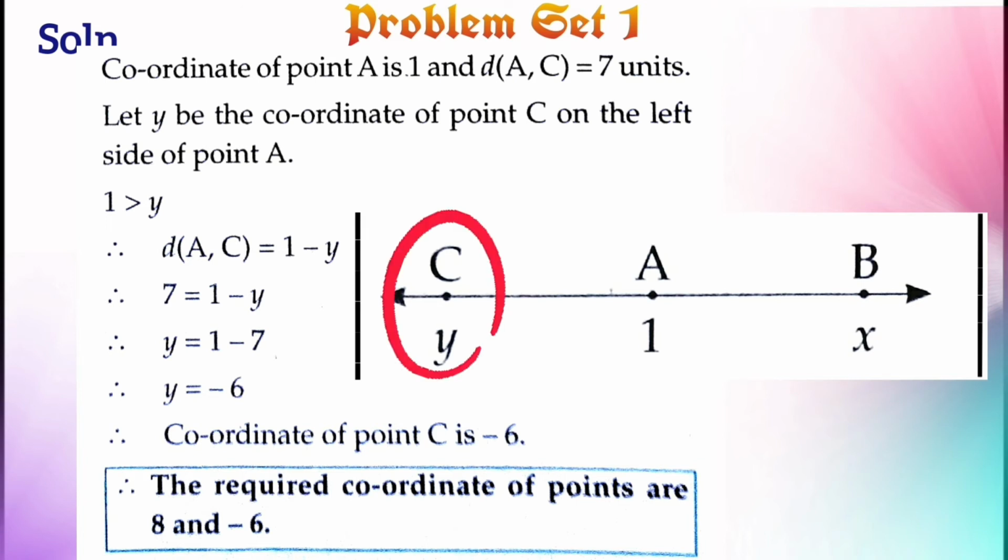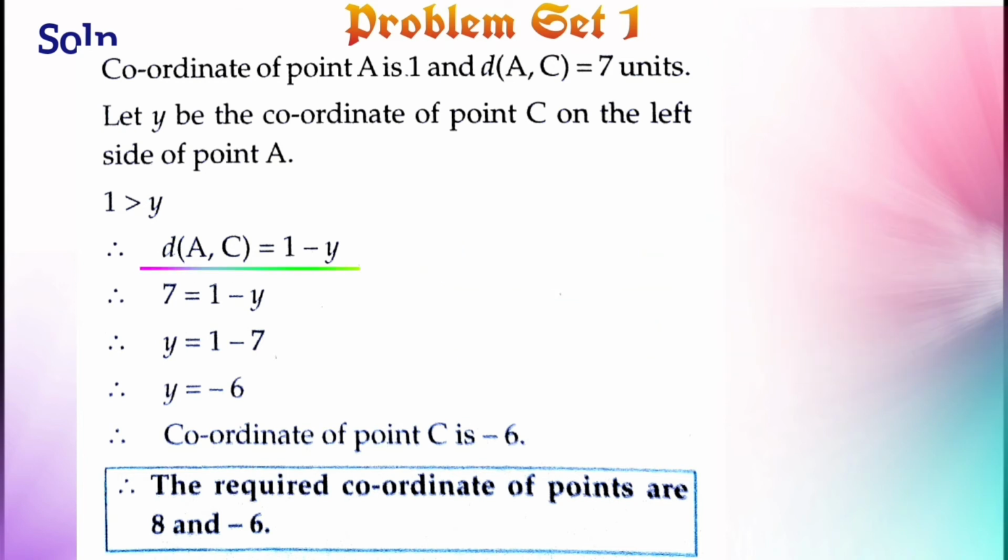So the point which is on the left side, the coordinate of that is Y. Here 1 will be greater than Y. Why? Because Y is to the left side of 1, so the value will be smaller than 1. So therefore 1 is greater than Y. Therefore the distance between A and C is equal to 1 minus Y. Greater coordinate minus smaller coordinate.